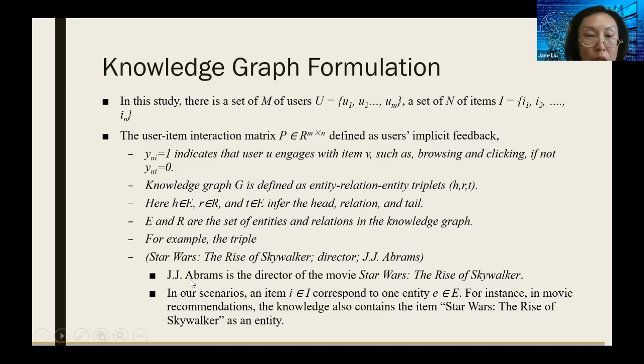Here's an example similar to the one we showed earlier. If we have the movie Star Wars, the relation is the director, and the third field, the tail, is the director's name. So based on the source data, all this knowledge is built and generated accordingly.